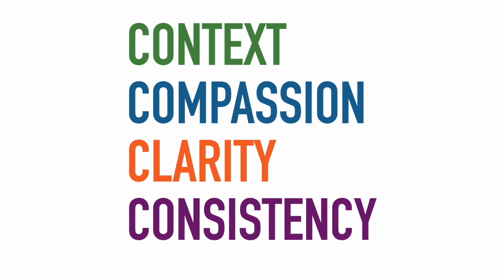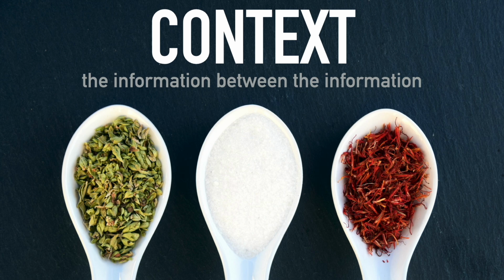In the last video, I mentioned those 4 design characteristics that I think could make our courses more accessible and inclusive for all learners, regardless of whether they live with an impairment or not. And those characteristics were context, compassion, clarity, and consistency. In this video, we're going to talk primarily about context.